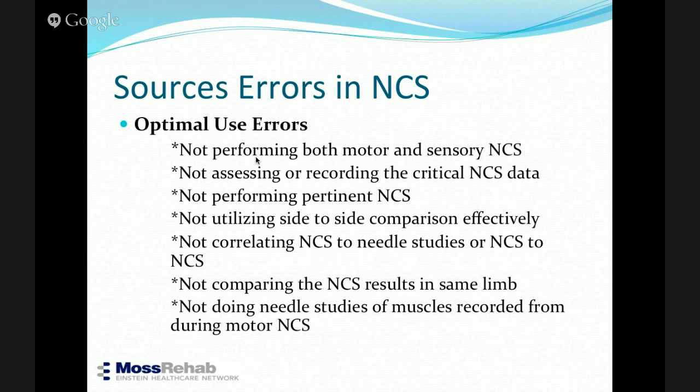Not doing needle studies with the muscles recorded from during the motor conduction. So if you have an amplitude which is very small from EDB, let's say, but everything else is normal, if you don't look at the EMG of the EDB itself, that would not tell you why there was smaller amplitude in the EDB. So you'll have to be able to explain that. So you'll have to go back and really look at that EDB study.